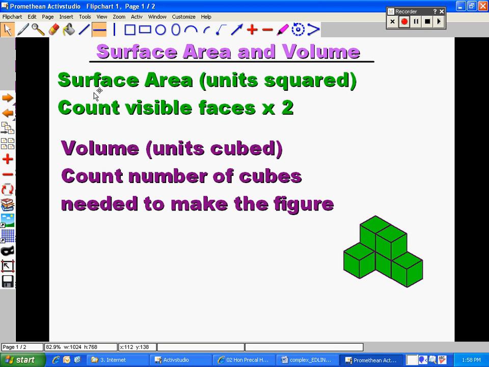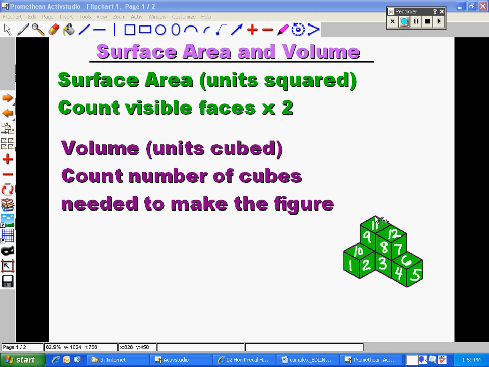We first want to find the surface area. So we're going to count the visible faces and then multiply that number by 2. The best strategy is actually to put a number in each little space that you see. So count the faces and then multiply by 2.